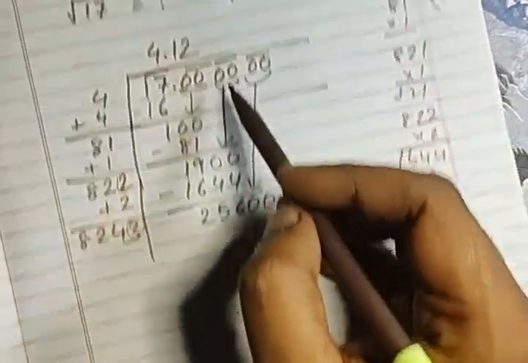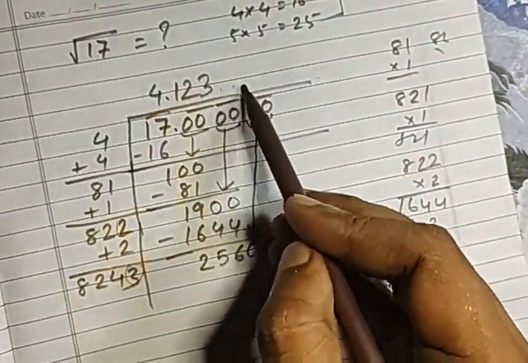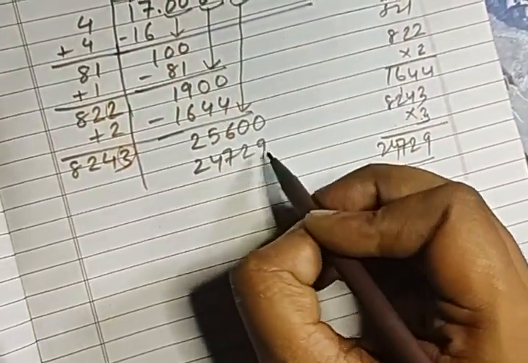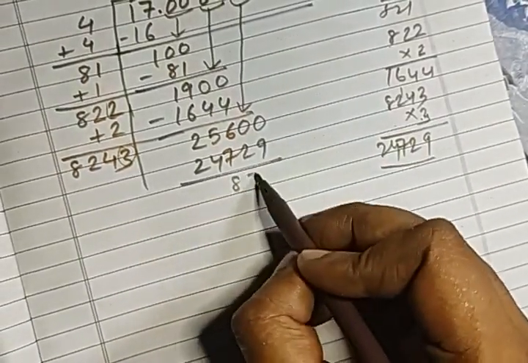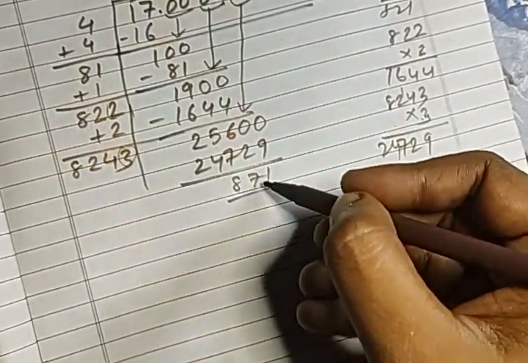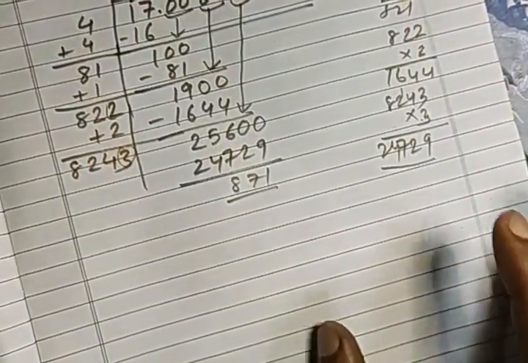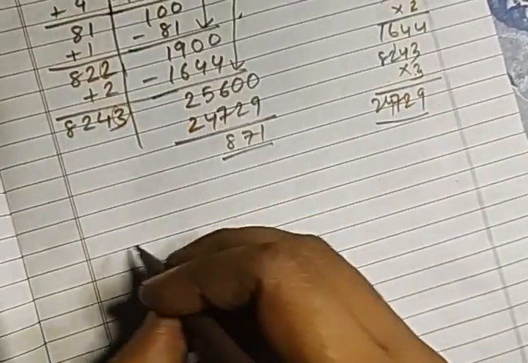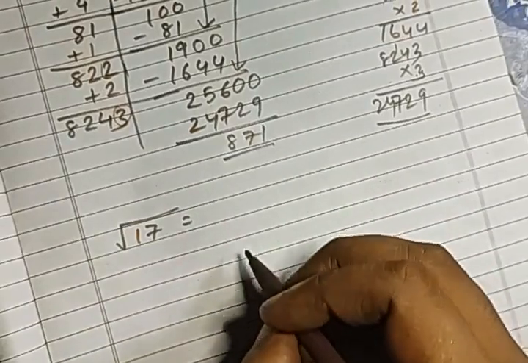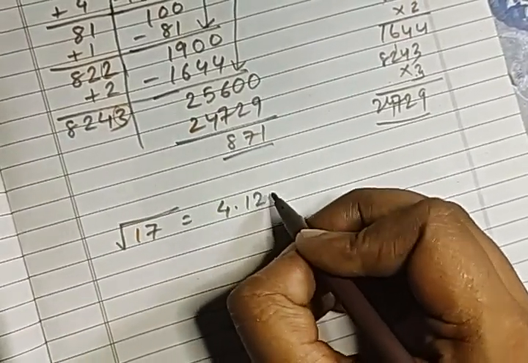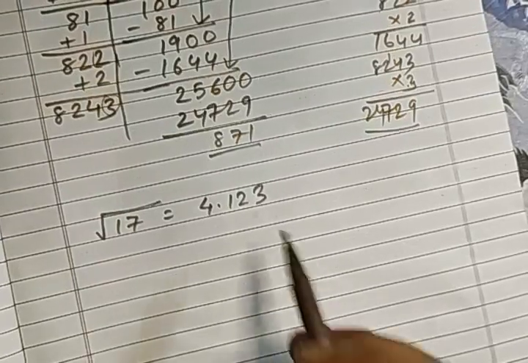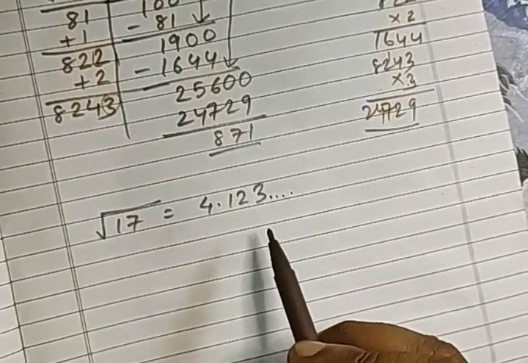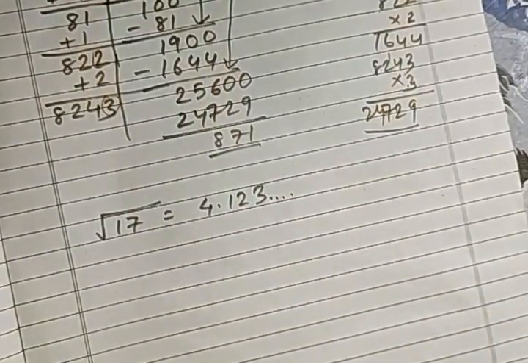So here you will write 3 threes. It can go more, but we will take only till 3 decimal places. So 24729. On subtraction we will get 871. If you keep on doing, it will go on, so you don't need to do all that. We have got the value over here. So the root of 17 is nearly 4.123. It is not a fixed value, there are more digits, but we will take only 3 decimal places. Now let's verify that it is correct.